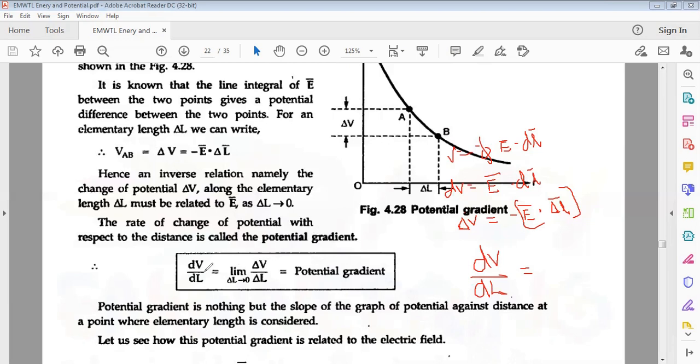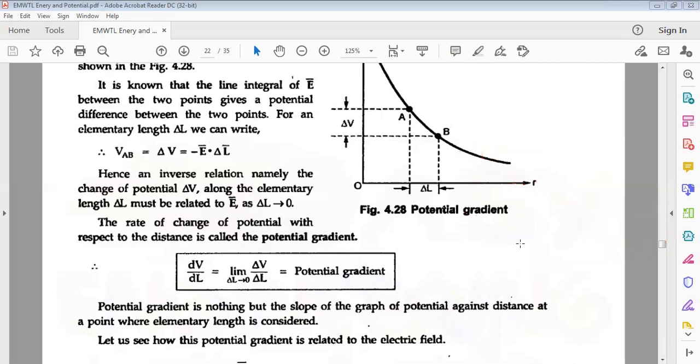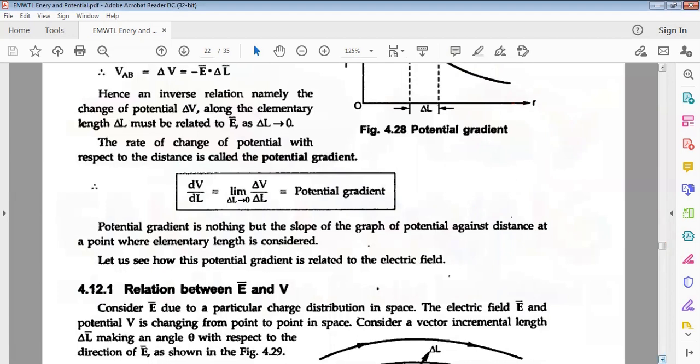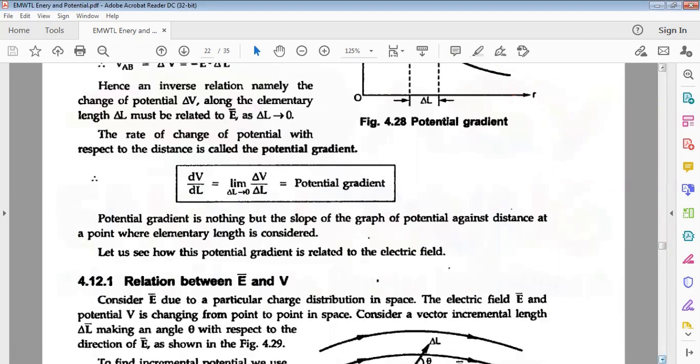We can write this as the change of the potential with respect to the distance dl, in terms of the elementary length: limit delta L tends to 0, delta V by delta L is equal to the potential gradient. What does it mean? Potential gradient is nothing but the slope of a graph of potential against distance at a point where the elementary length is considered. The potential decreases as the distance increases. So dV by dl, or limit delta L tends to 0 of delta V by delta L, is the potential gradient.